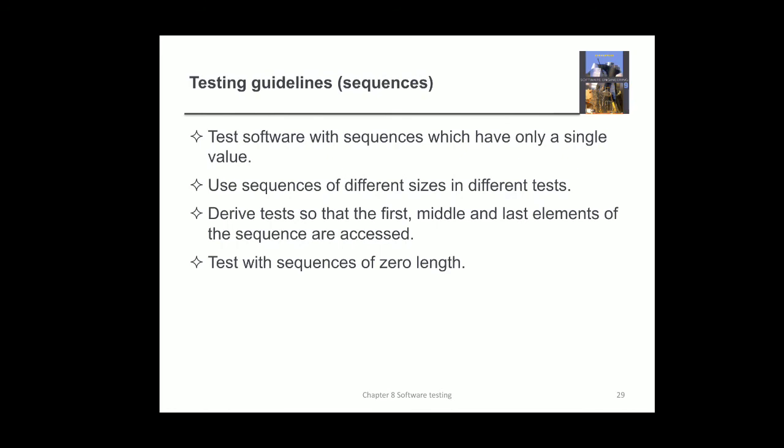Then use sequences of different sizes in different tests. First you give a 2-digit number, then a 3-digit number, 4-digit number, 5-digit number, and you test. Then you will come to know how your program behaves for a particular sequence of numbers. Then derive tests so that the first, middle and last elements of the sequence are accessed. If you are searching for a number, you test by accessing a number in the first location, the middle location and the last location.